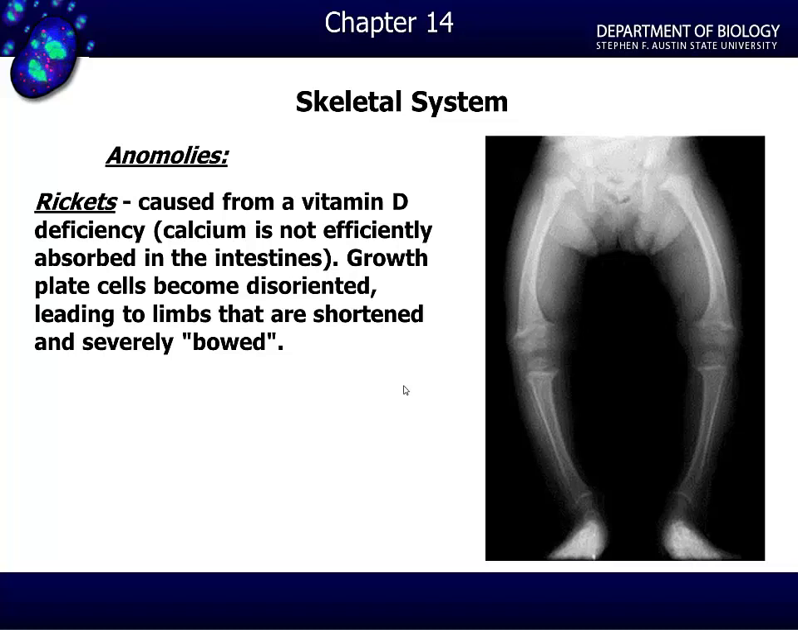Now, you're not necessarily going to see this as a congenital defect. You're going to see this over time as a child gets older, so you'll see this in pediatrics. But that's why when you go to the store and you buy your milk, it's going to be fortified with, that's right, vitamin D.